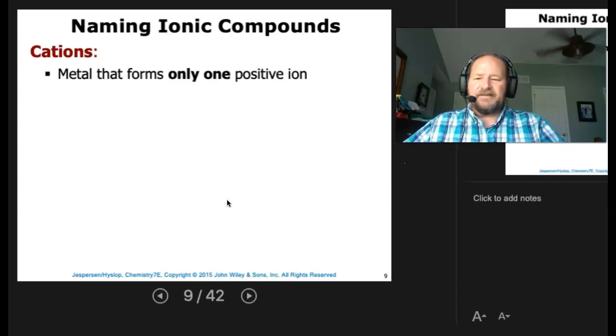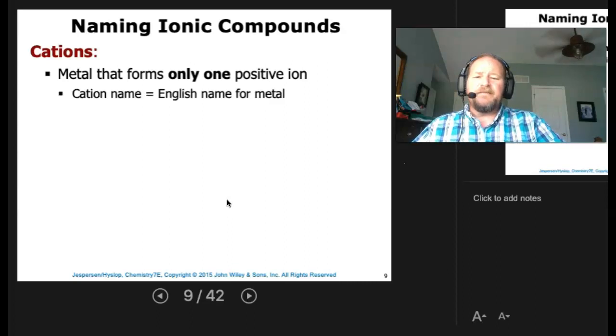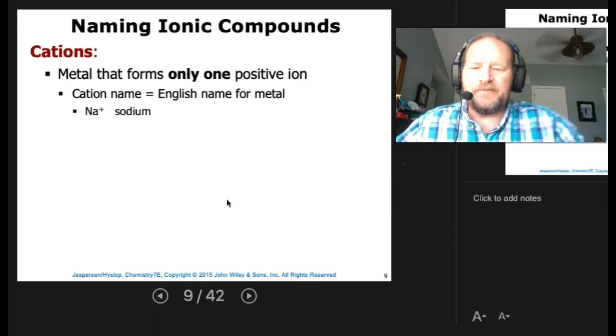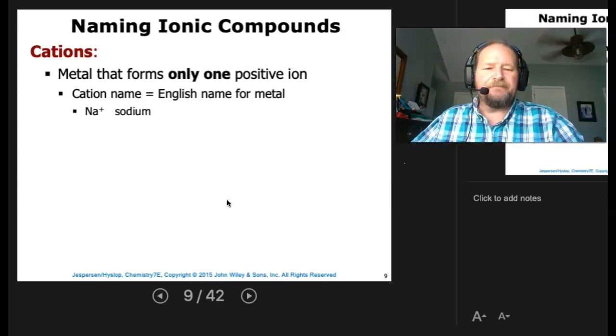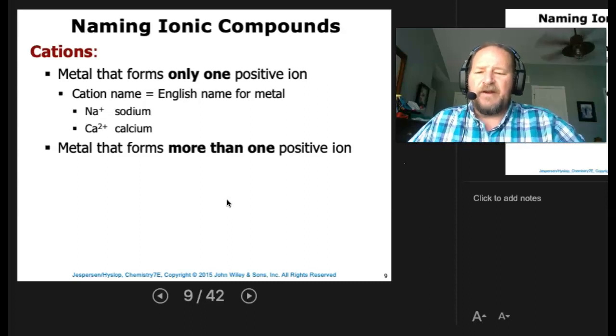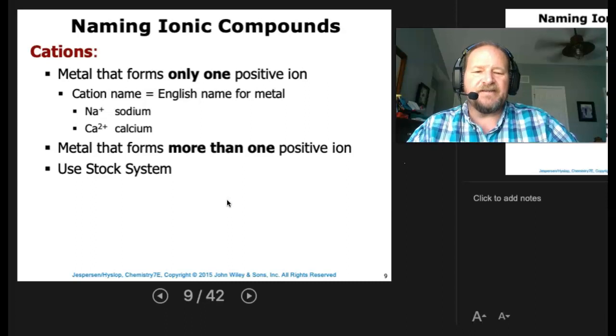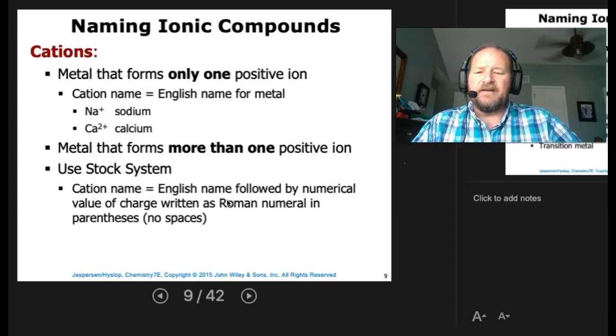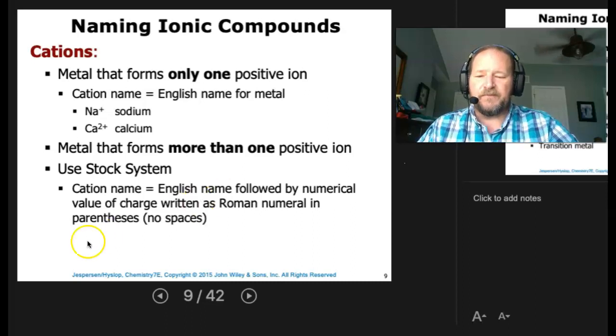So, naming ionic compounds. For the cations, a metal that only forms one positive ion, you're using the English name for that metal, and that's what you've already been doing. So Na+, for instance, is just sodium. Ca2+ would just be calcium. For a metal that forms more than one positive ion, we're going to have some sort of stock system to make sure we do this right. The way we do it is we take the cation name, which is the English name, followed by a numerical value for the charge written as a Roman numeral. So hopefully you know your Roman numerals.